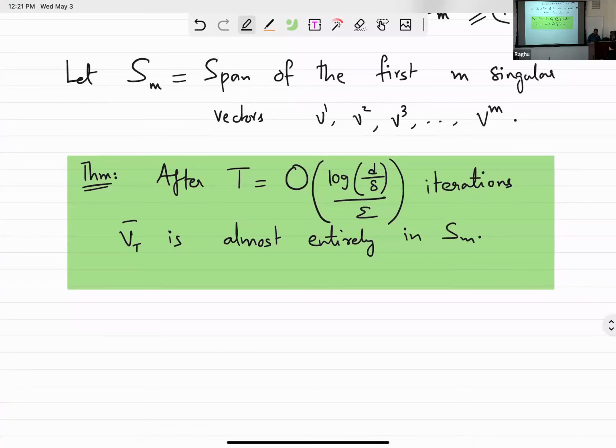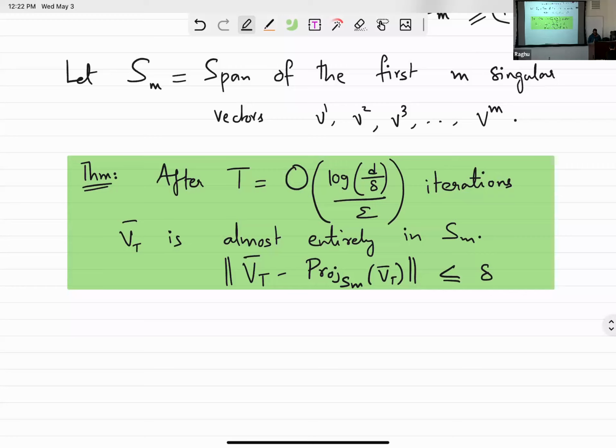All right. So how can I quantify the statement that it is almost within the span? We can look at how much of the projection is outside the span. So if I project this vector, the error is very tiny, it's at most delta. Okay. Any questions?